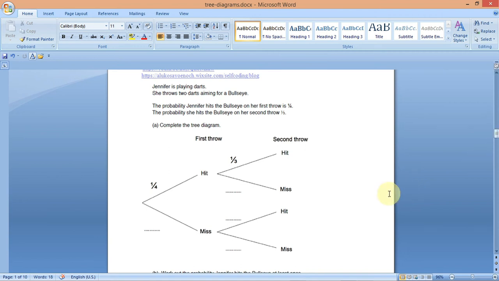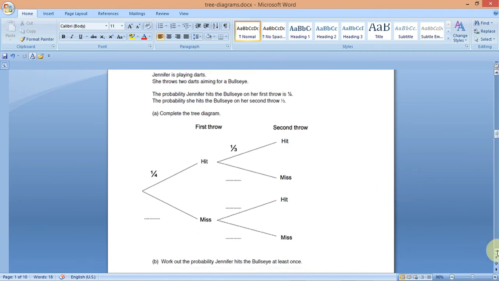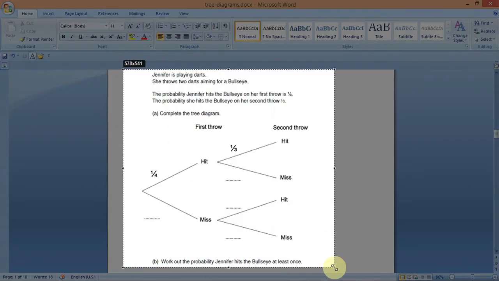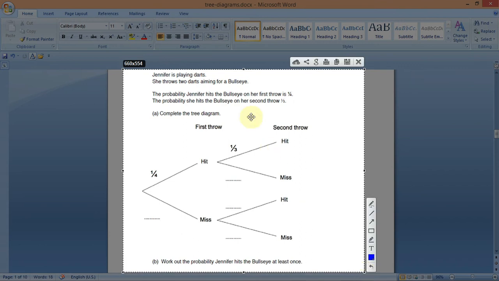Okay, yeah, now so that I don't lose track, let me just take A and B together. Okay, this says Jennifer is playing darts, and she throws two darts aiming for a bullseye. The probability Jennifer hits the bullseye on the first throw is 1/4, and the probability she hits the bullseye on the second throw is 1/3. So complete the tree diagram. So here, if the probability of a hit is 1/4, definitely the probability of a miss will be 3/4. Just do 1 minus 1/4.